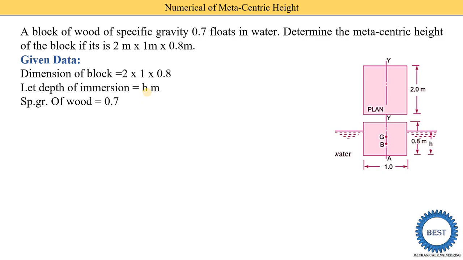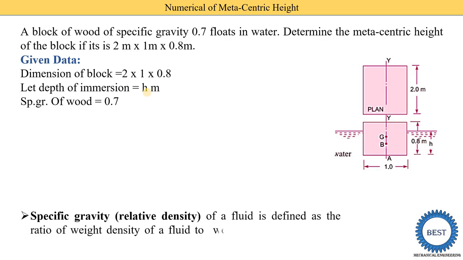Third, the specific gravity of wood is given, which means the density is not given directly. The specific gravity of the wood is 0.7. In the first chapter we already studied the definition of specific gravity. So what is specific gravity? From the specific gravity we are able to find out the density or weight density of a wooden block or wood.